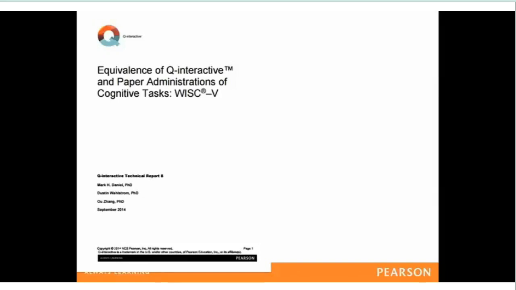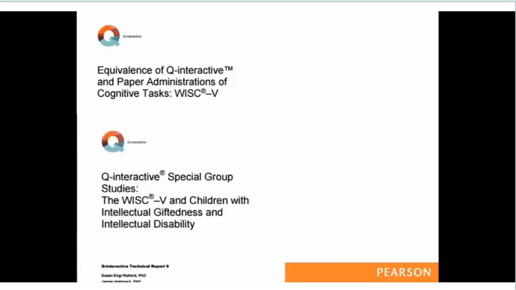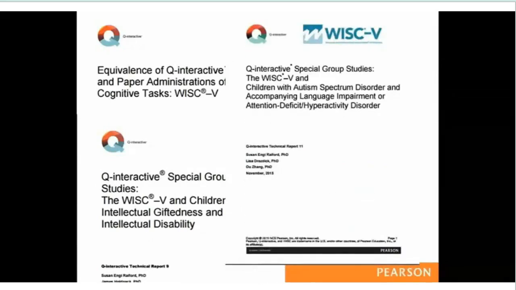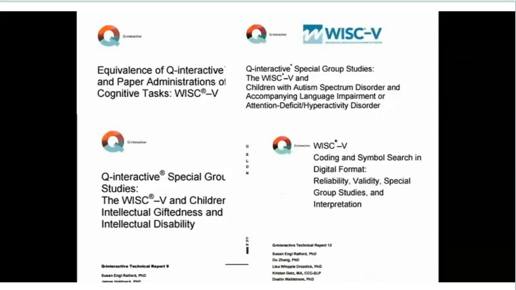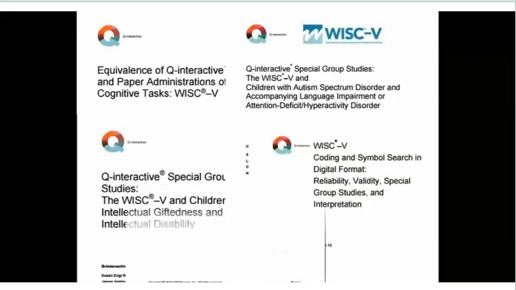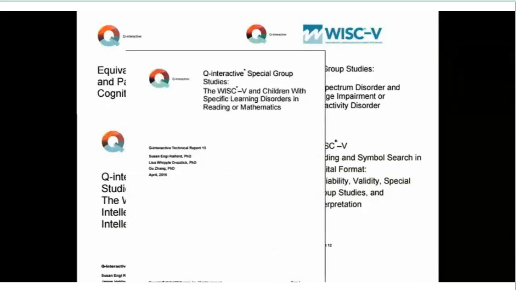Q Interactive paper administration of cognitive tasks versus iPad. There's also Q Interactive special group studies, so the WISC-V on iPad with children who are intellectually gifted and those who are intellectually disabled. There's also research looking at WISC-V on iPad with children on the autism spectrum and those who have ADHD. There's also Q Interactive iPad WISC-V research looking at coding and symbol search in the digital format and the reliability and validity of that. And then there's also Q Interactive WISC-V iPad studies with children who have specific learning disabilities in reading and maths. And all of this research can be downloaded from our website.